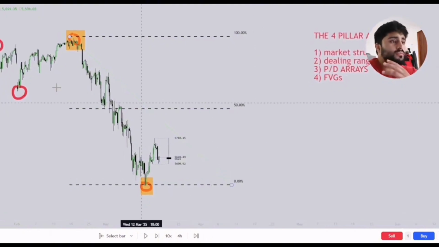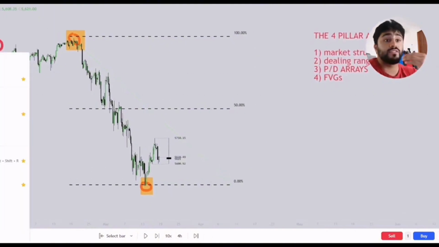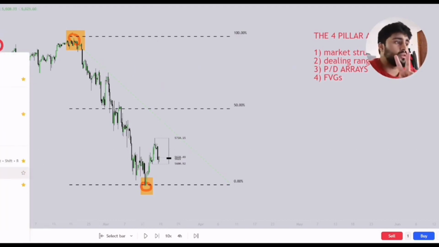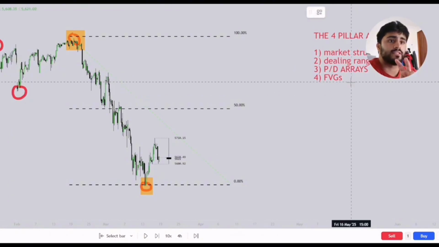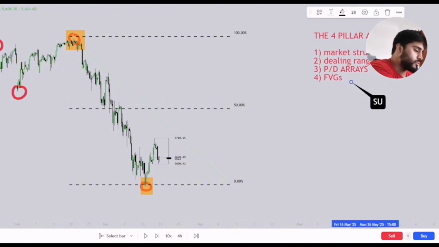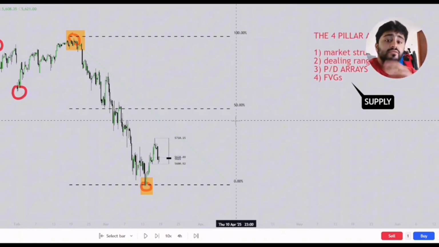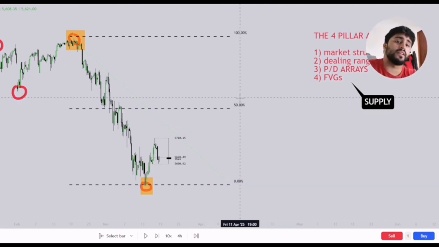And so the dealing range is important to understand because the dealing range gives us our fair value gaps and therefore our POIs. There's 2 types of POIs in the market which I want traders to understand, right? The first of those is a supply area. And we are going to go through what a supply area actually means.